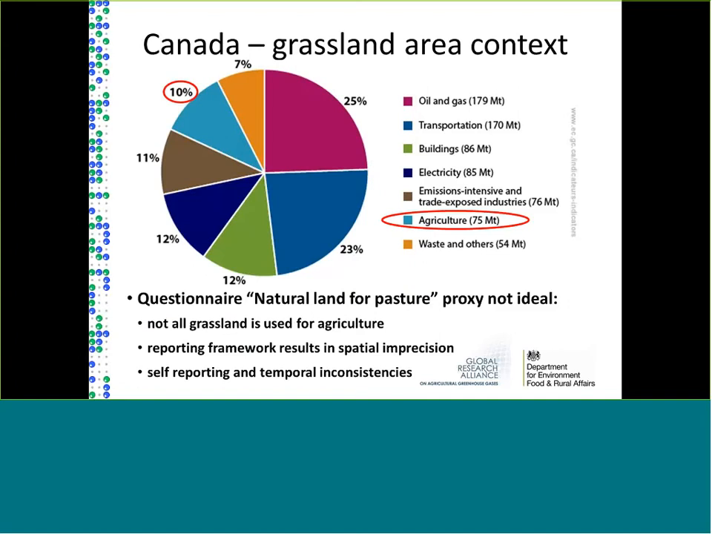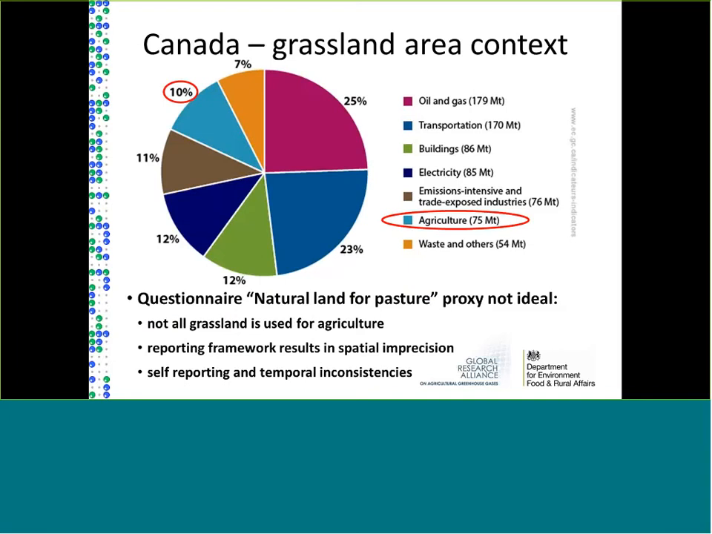In the past, work was done using the Census of Agriculture, a postal survey type census that was carried out, and particularly relating natural land for pasture as a proxy for grassland. However, as a proxy, it's not ideal. For instance, not all grassland by any means is used for agriculture.